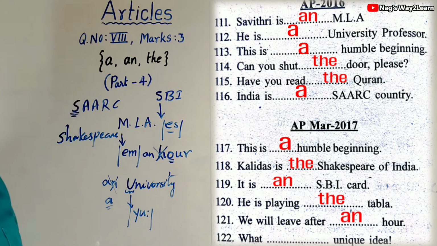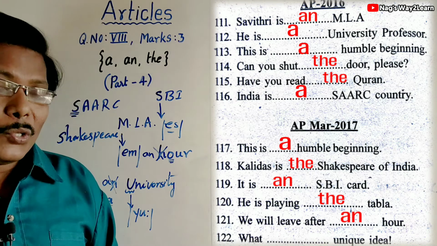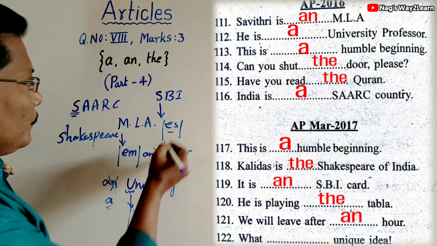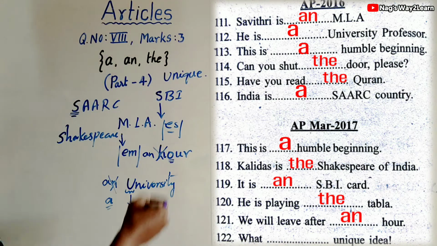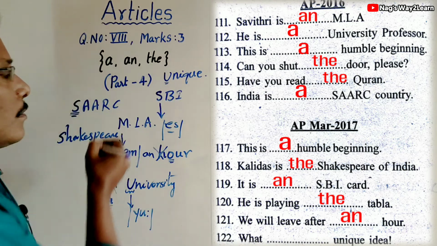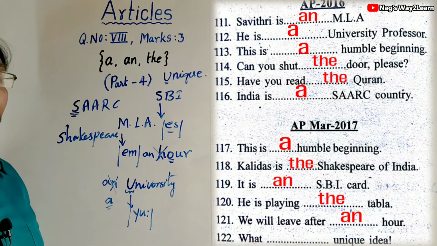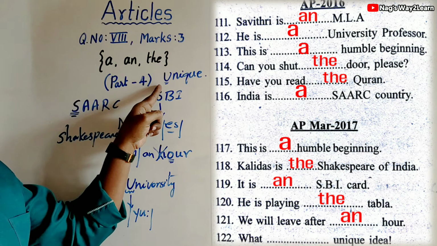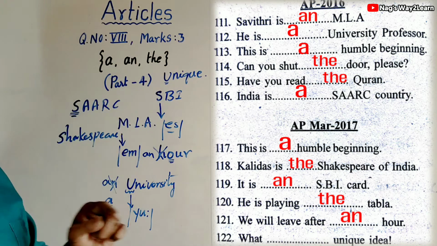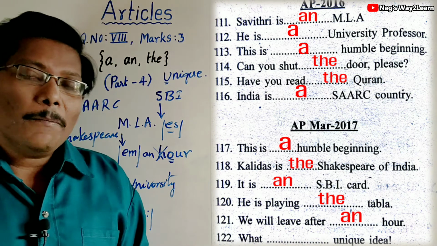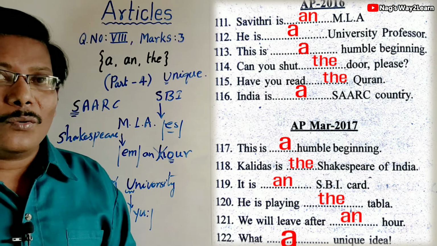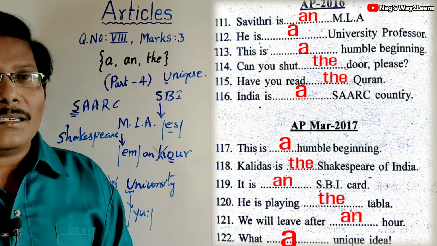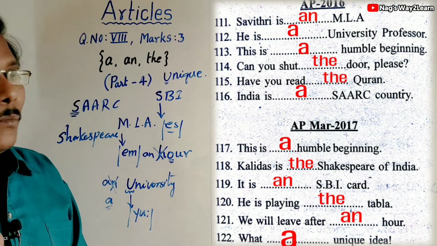The next one is, what dash unique idea. Here, unique: even though the first letter U is a vowel, we are pronouncing it with a consonant sound. Therefore, with consonant sounds, you already know we use a. So, what a unique idea. So these are some questions from the previous papers.